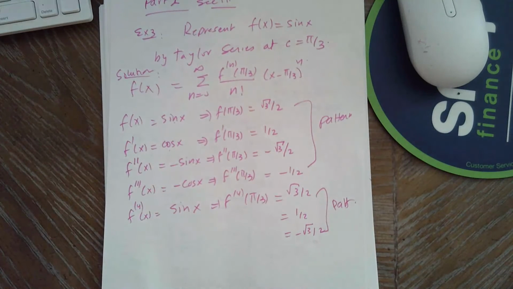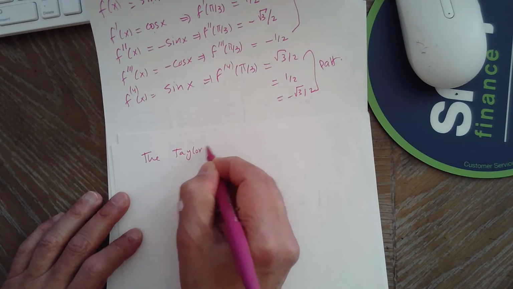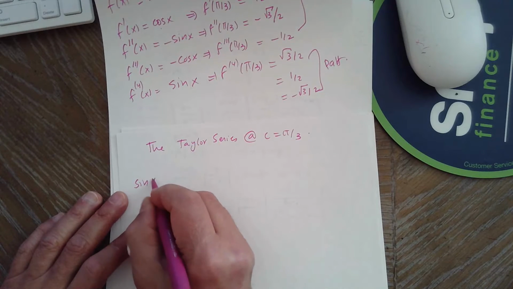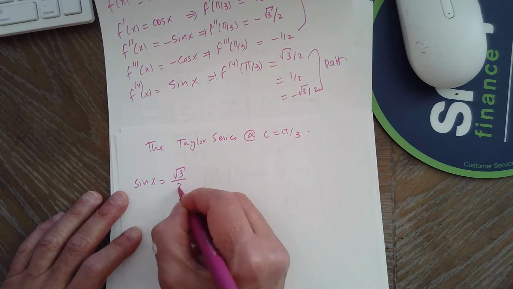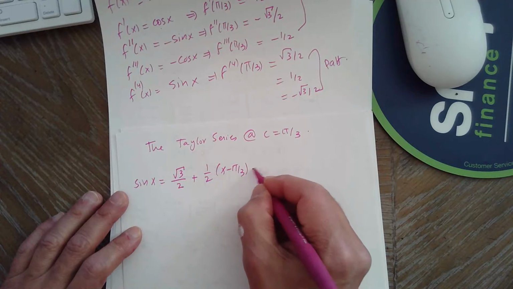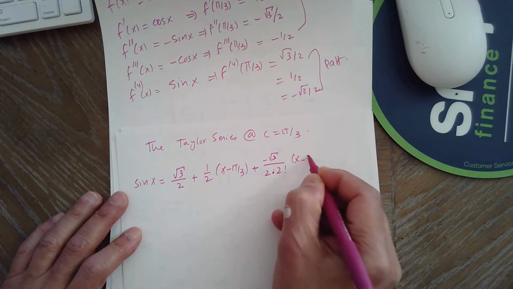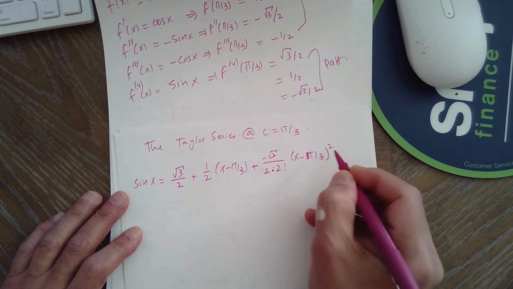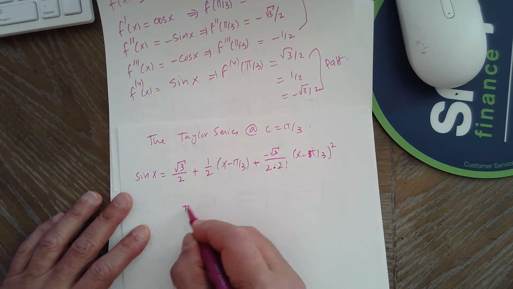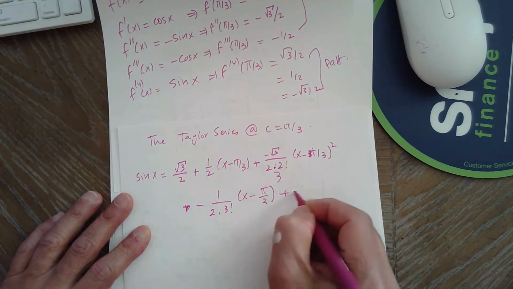So now the Taylor series for the sine function at c equals pi over 3 is: f of x is sine x, f of pi over 3 is root 3 over 2, f prime is 1/2 times x minus pi over 3, f double prime is negative root 3 over 2 divided by 2 factorial times x minus pi over 3 squared, and then f triple prime, which is negative 1/2, over 3 factorial times x minus pi over 3 cubed, and so on.